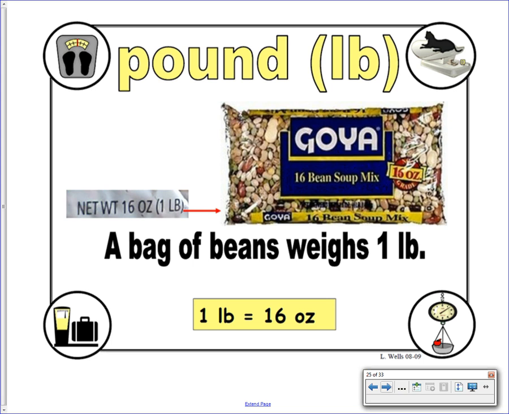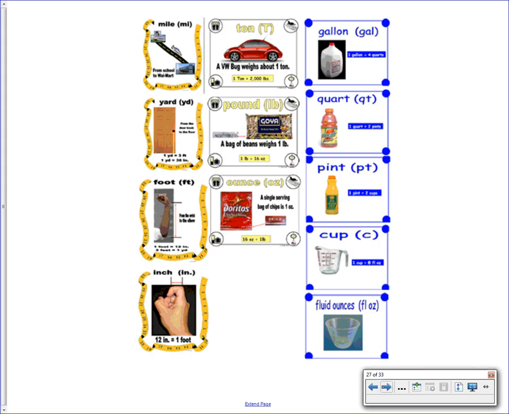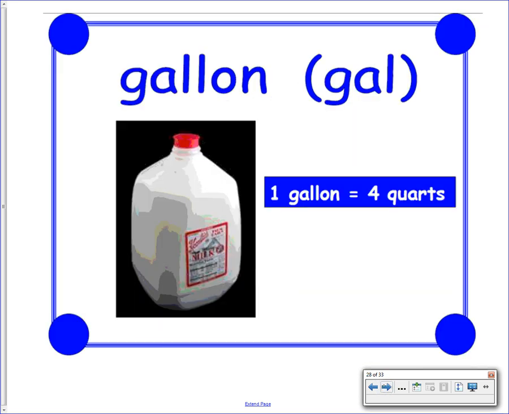I think in my class I had mentioned a loaf of bread weighs 1 pound, which is handy because a loaf of bread contains 16 slices of bread. Each one of those slices is an ounce. For ounce, here we've got a single serving bag of chips. One of those small little bags of chips, it's 1 ounce. 16 ounces equals 1 pound. That covers our weight. Let's talk about capacity.